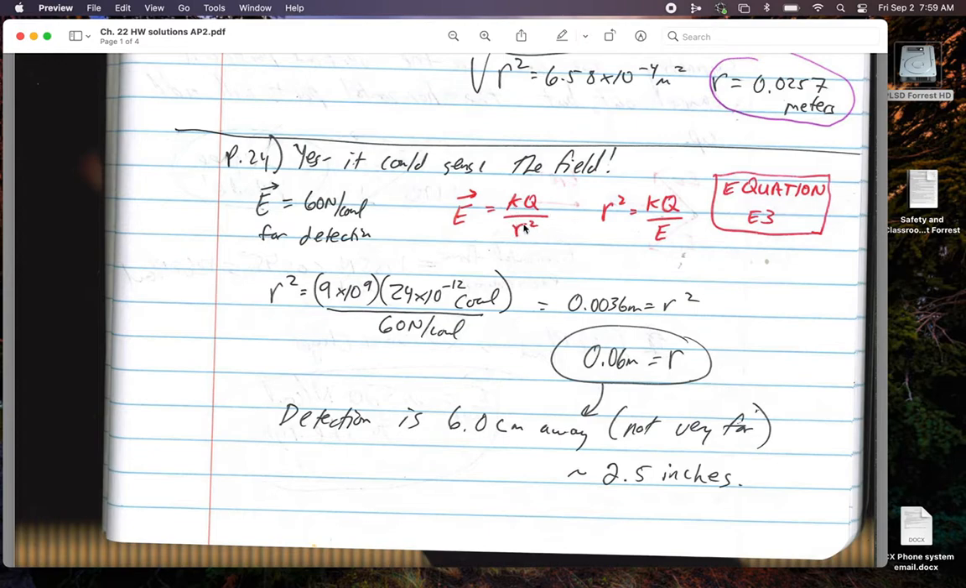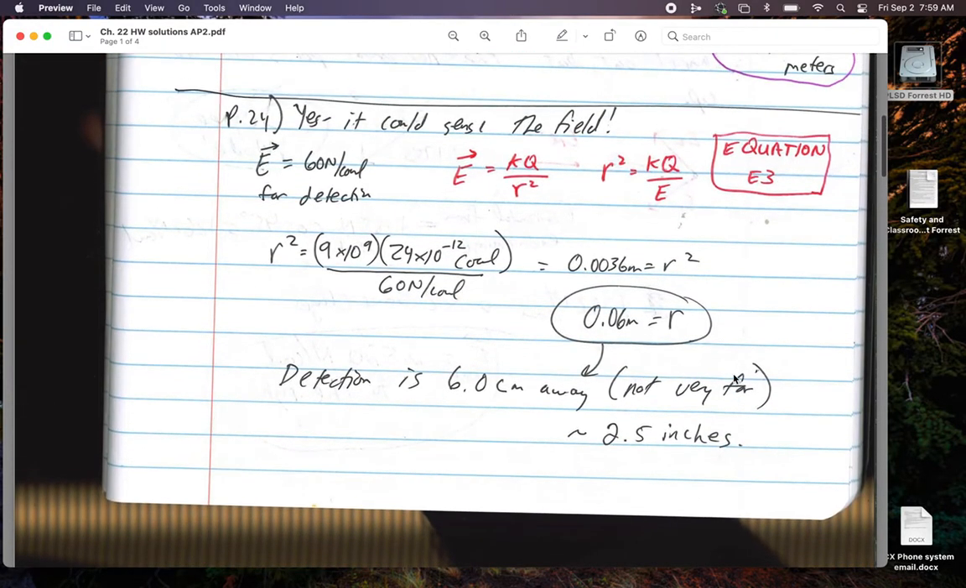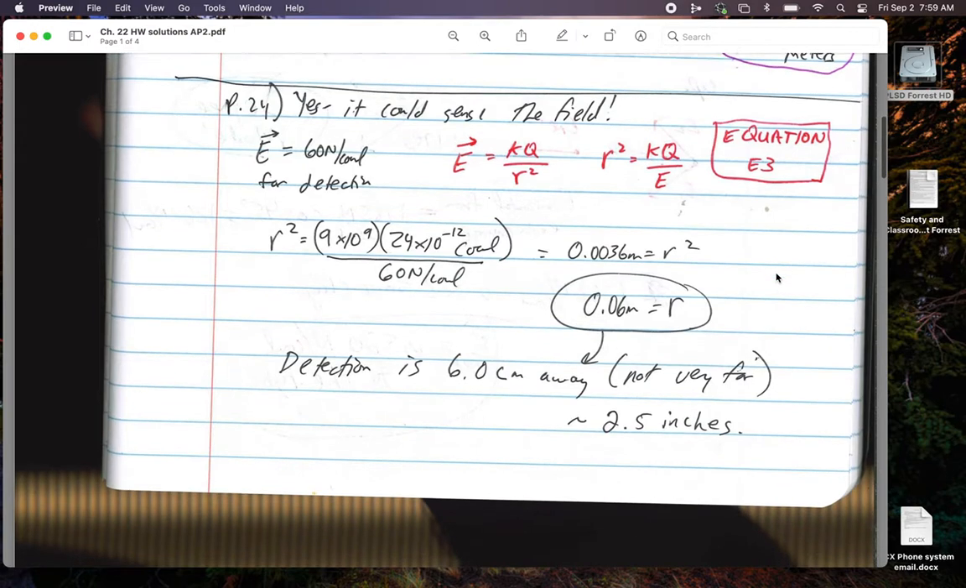So that's kQ over R squared. I rearrange to solve for R squared. I get 0.0036 meters squared, which is equal to R squared. So that radius is 0.06 meters, 6 centimeters. I don't know if that's that useful. I mean, I would think the bees could see other bees that far away, but you never know.